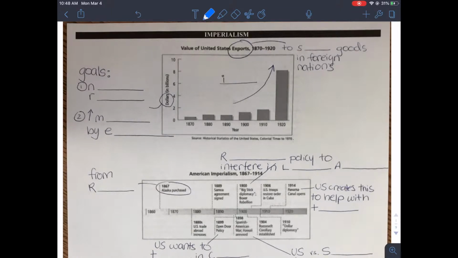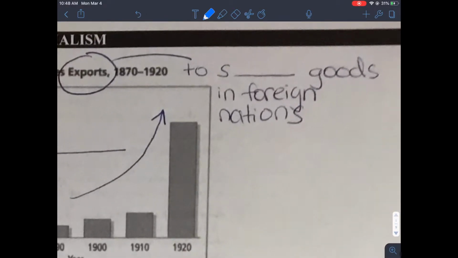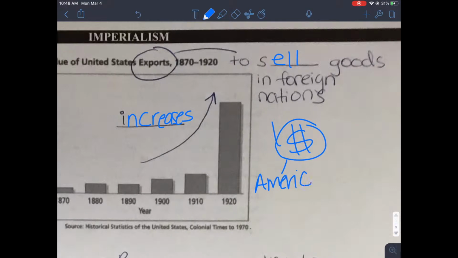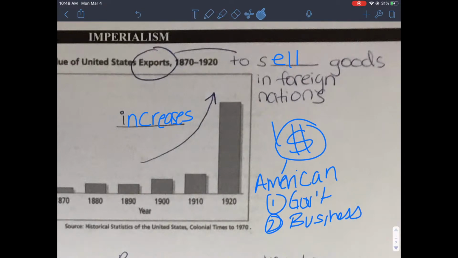So the first part of our unit is about imperialism. And one of the things we're going to start off with is kind of the economics. The goal of exports is when a country or business wants to sell goods to foreign nations. As we see from 1890 to 1920, this increases, which means the U.S. and the businesses are making a lot of money. This is a good thing for American businesses, workers, and the American government, because they're selling their goods and getting money in return.